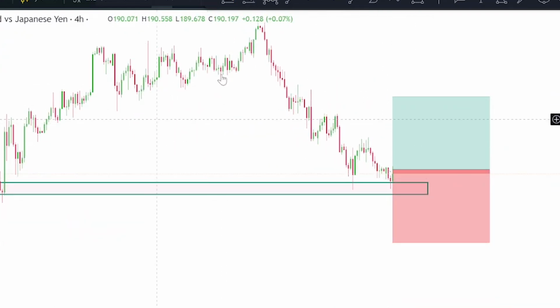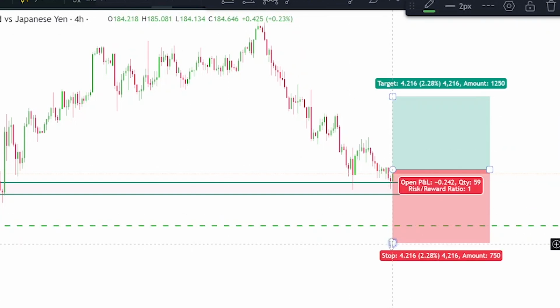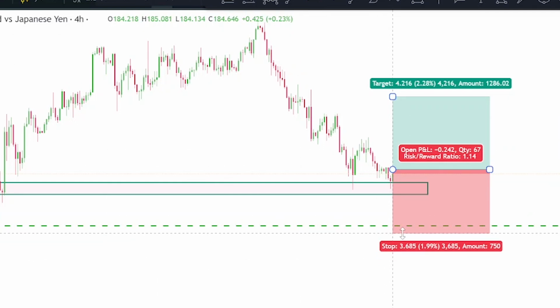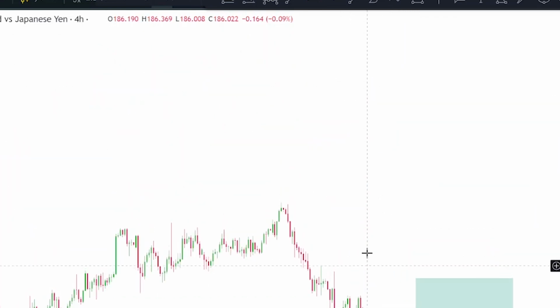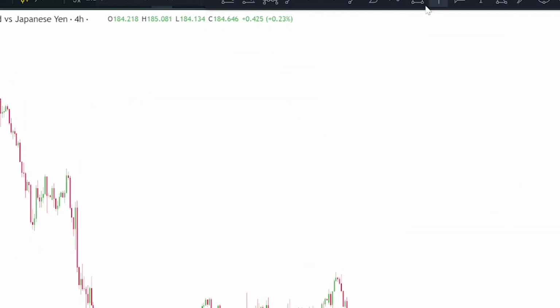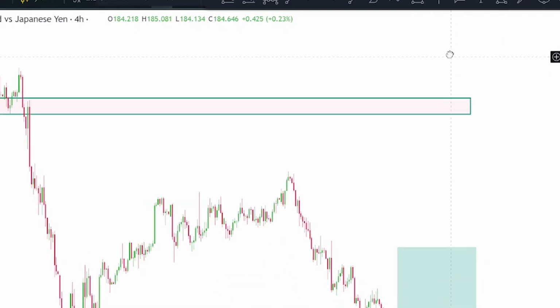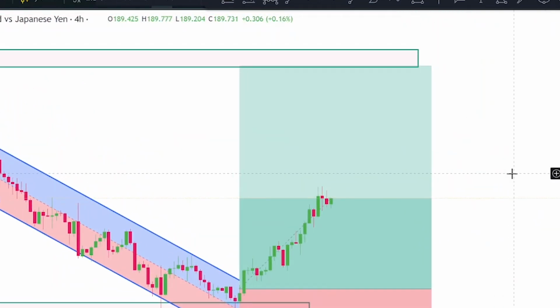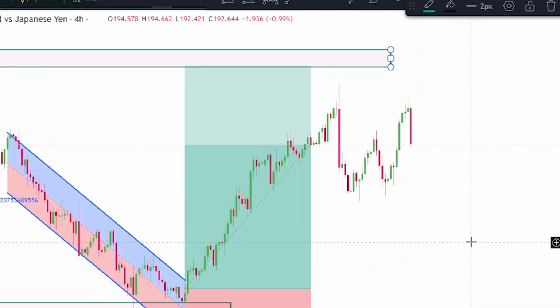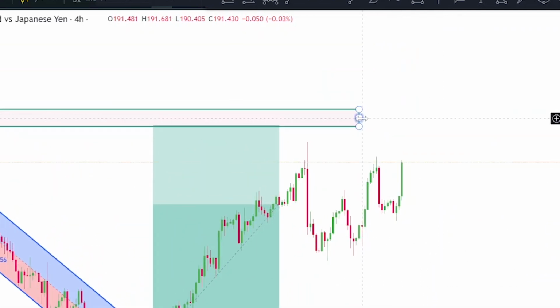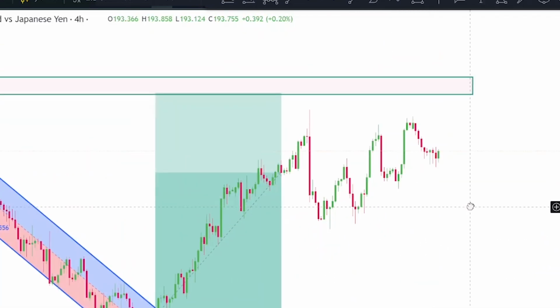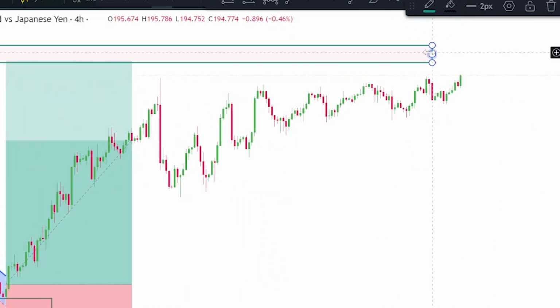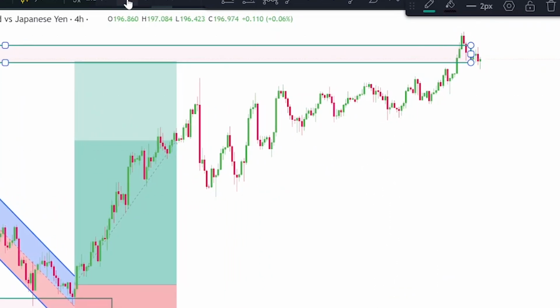Okay, this is a reversal. The stop loss will be below from this area. Okay, and the target will be from this area at least. This is the target. Okay, now let's see what happened. Still struggling, but we are getting closer to our target. Okay, now we finally got to our target.